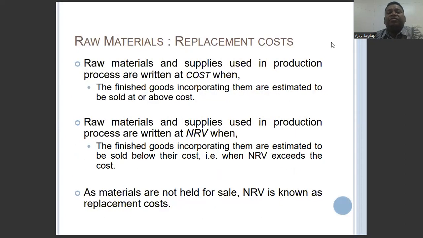Raw material replacement cost. Raw materials and supplies used in the production process are not written down below cost when the finished goods incorporating them are expected to be sold at or above cost. Raw materials and supplies used in the production process are weighed against inventory.